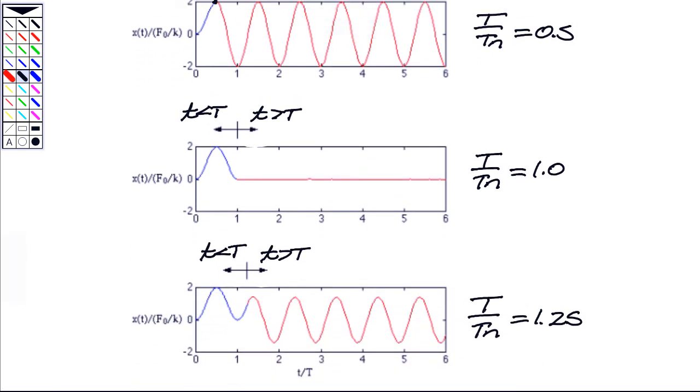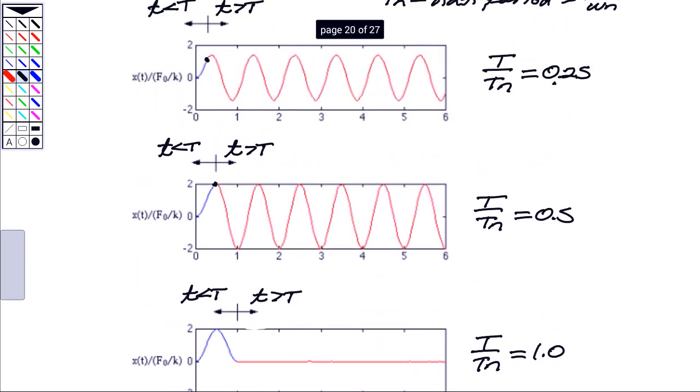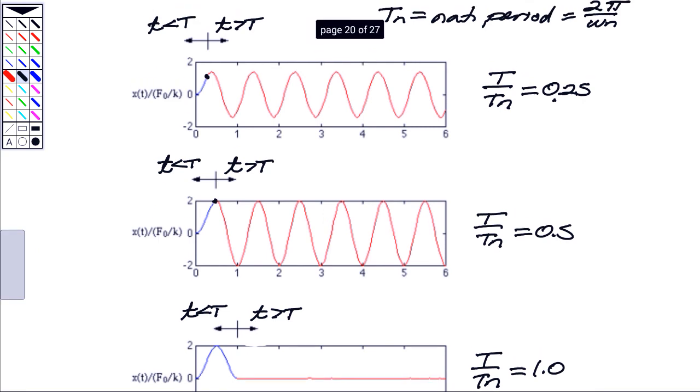Whenever we make the duration T larger than T sub n, in this case 1.25, the blue shows the response during the time that the pulse is on. The red shows the ringing which occurs after this. So for any duration T larger than 1 compared to the natural period T sub n, we're going to reach a maximum response of 2. For values less than that, the response is going to be something less than 2.